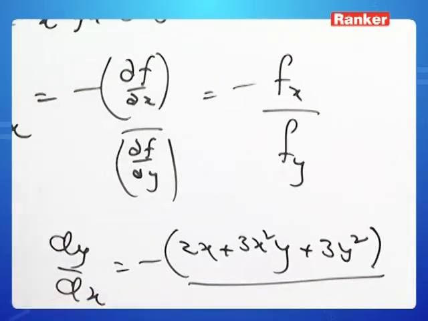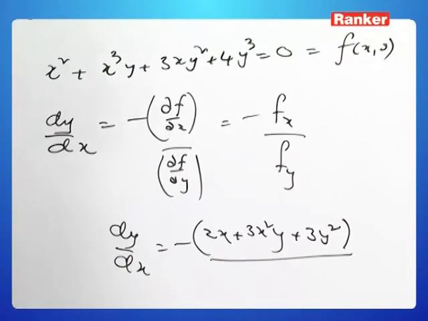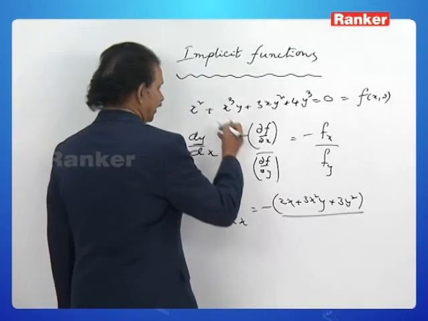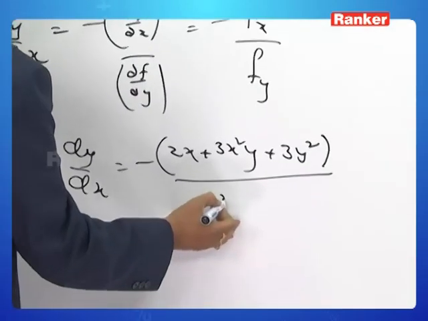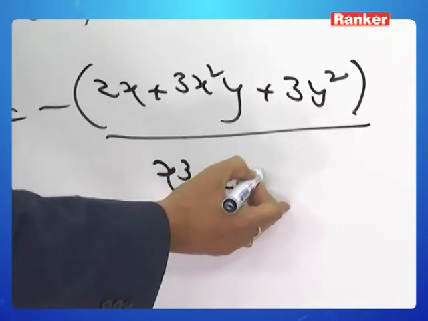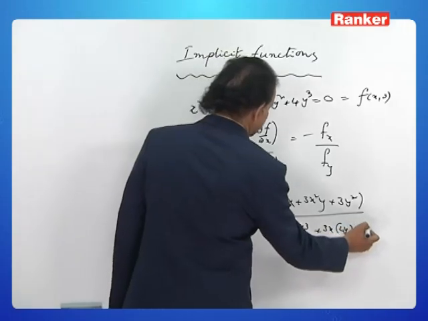Now, dou f by dou y. Now you repeat the same by keeping x as constant. Derivative of x square is 0. x cube is constant. For y, it is 1. 3x is constant. For y square, it is 2y. 4y cube, 12y square.